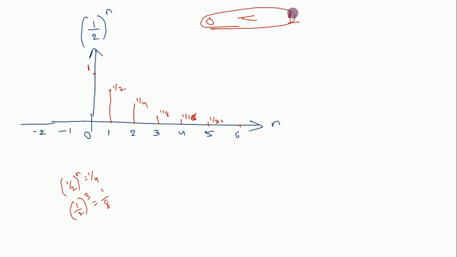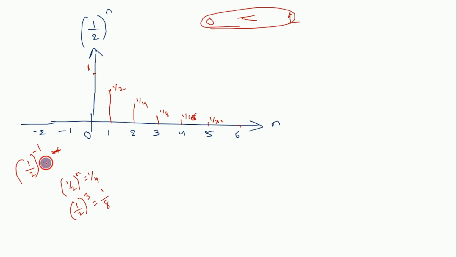So when your value is in the range of 0 to 1, in this range, when you take its positive index, it goes on decrementing. Okay, it goes on decrementing. Fine. So that you should remember.